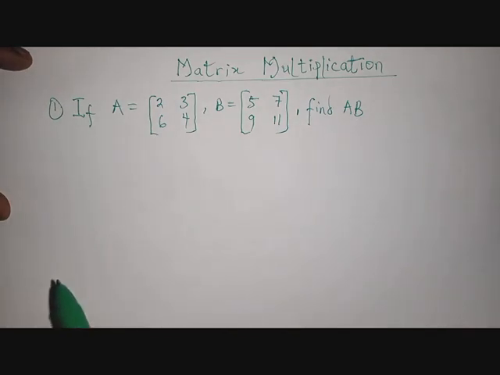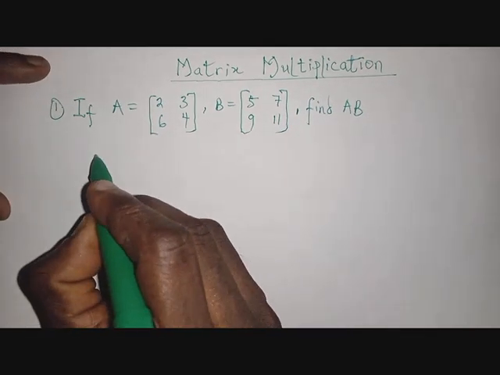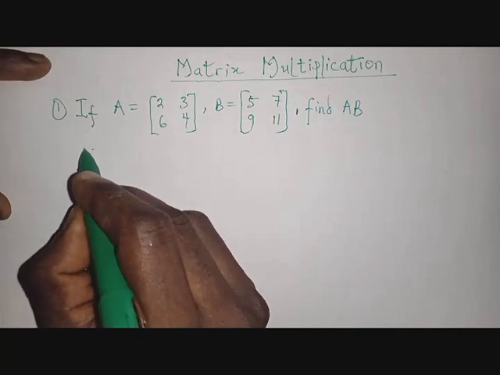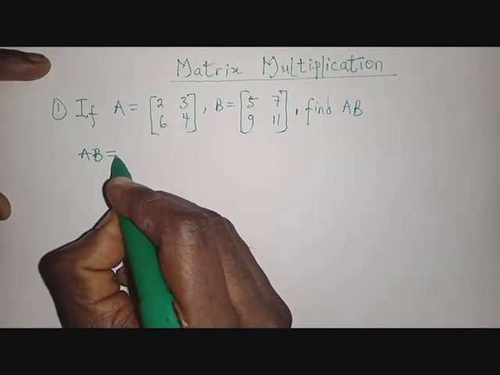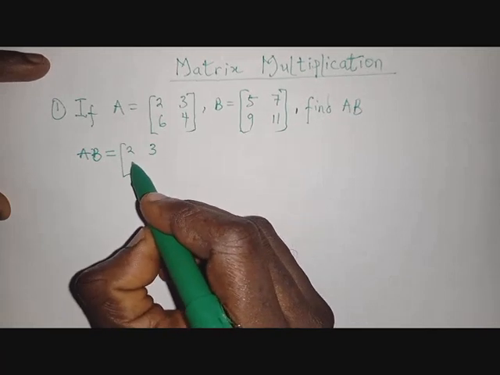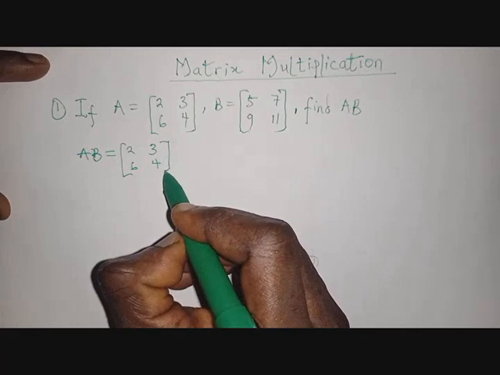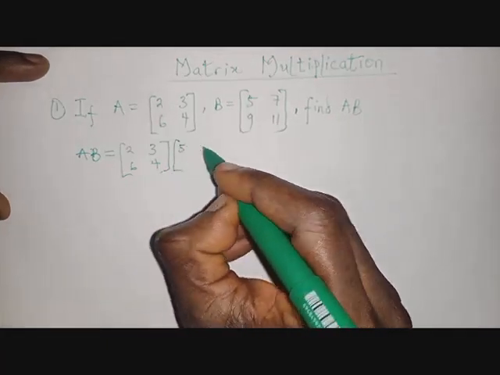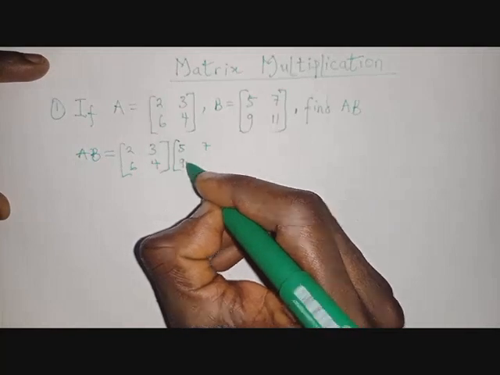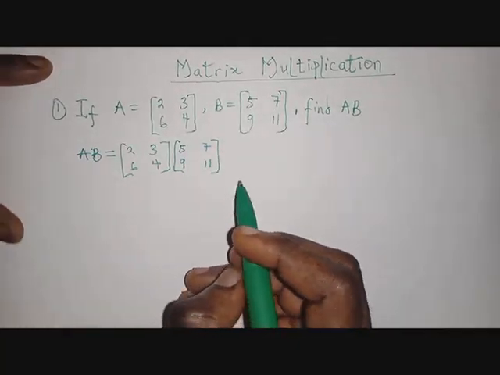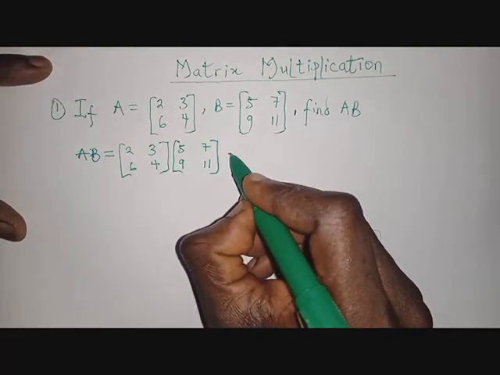Now what we're going to do is bring both of them together, meaning that AB is going to be something like this: 2, 3, 6, 4. So I'm going to put the other one just side by side: 5, 7, 9, 11. Now, if this is what I have, how do we multiply matrices?